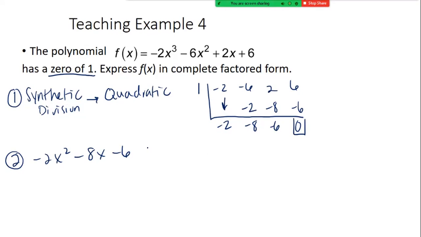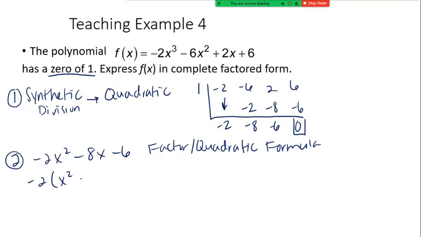Okay, so you're left here and you're going to factor the quadratic. You either can factor the quadratic or you can use the quadratic formula. I am more comfortable with factoring it because it's not a hard thing to factor. The GCF here is -2. That leaves me with x squared plus 4x plus 3. So it multiplies to give me 3, but adds to give me 4. 3 and 1, right? So my factors are x plus 1 and x plus 3.